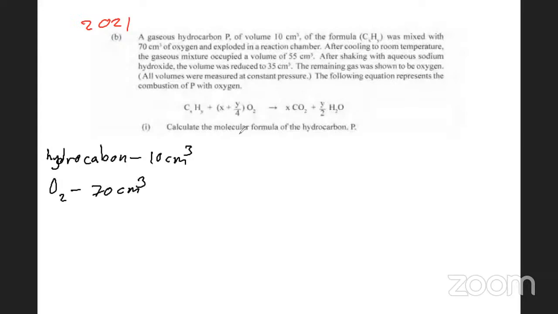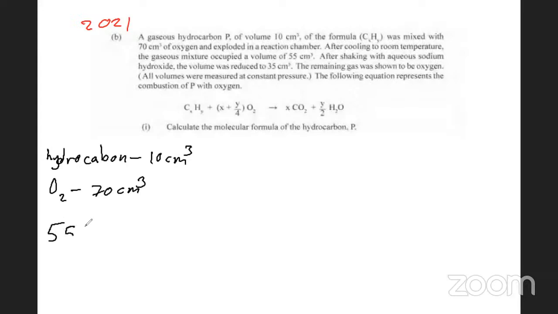So basically, what we're doing here is combustion. In combustion, you're reacting your hydrocarbon with excess oxygen, and we know that the products of combustion are carbon dioxide and water. After that reaction occurred, the gaseous mixture remaining has a volume of 55 cm³. In combustion, you are using excess oxygen, which means that not all of the oxygen will be used up.